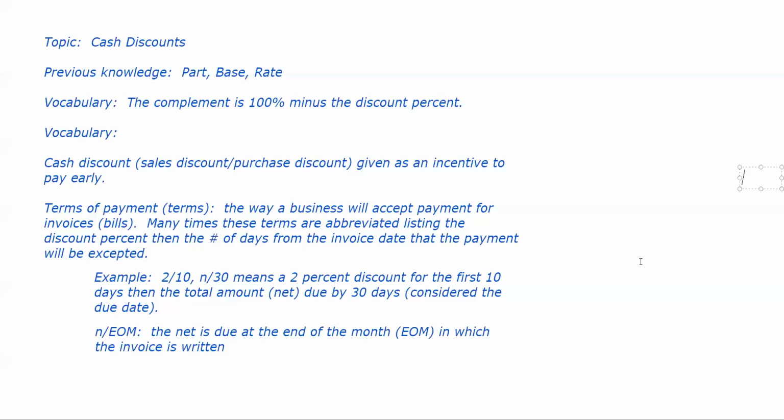Another format you might see is N/EOM. That means the net is due at the end of the month, which is EOM, end of month, in which the invoice is written. You'll also see combinations of these where you have more than one cash percentage discount depending on how many days they've paid early. So we're going to do some problems. If you need to write all that down, pause the video before you move on. I'm going to erase this and then I'm going to put in some problems to do.